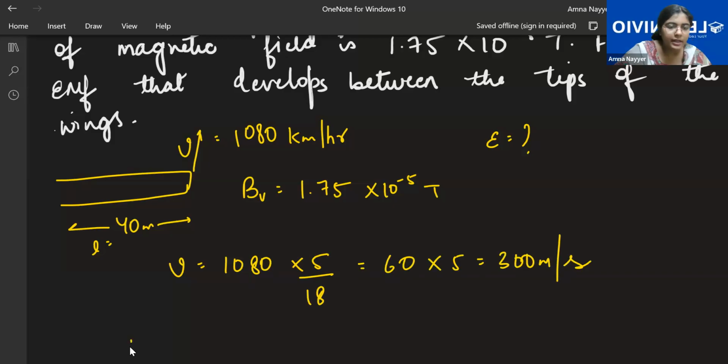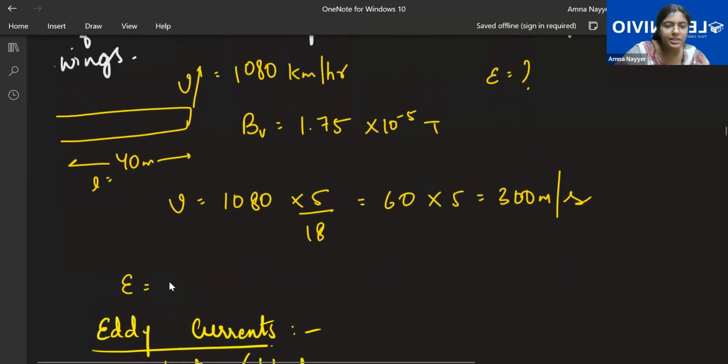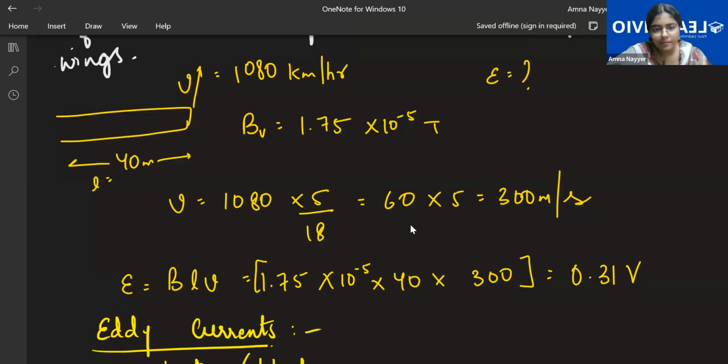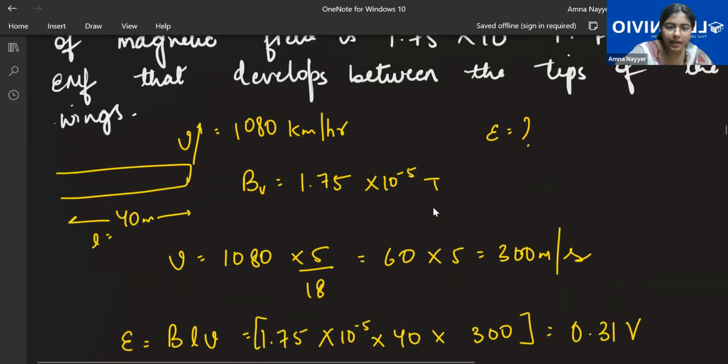Okay. Now coming to the EMF, which is equal to BLV. Magnetic field is 1.75 into 10 to the power minus 5. Length is 40, V is 300. Whatever will be the answer, this will be around 13 point something. Yeah, 0.31 will be the exact answer, I think. I'll let you know the answer, something like this will be it. Okay. You write it meanwhile.